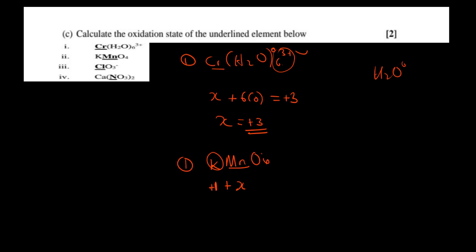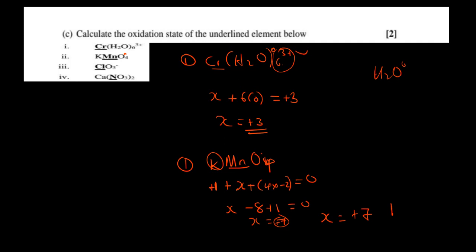So I'll say plus open bracket 4 times negative 2, like that. This 4 you multiply times the charge for oxygen. The compound is equated to 0, there's nothing there. So now you say X minus 8 plus 1 is equal to 0, which gives X equal to positive 7, like that. So X here is equal to positive 7.